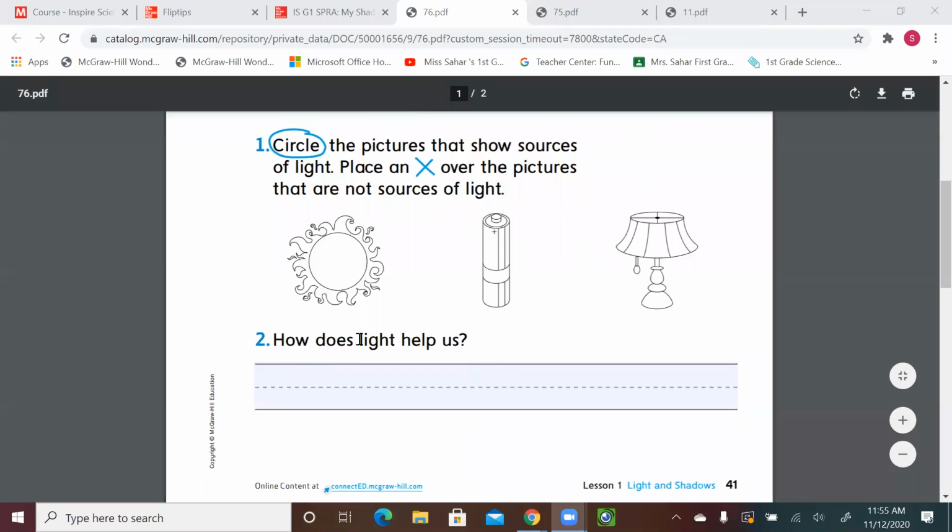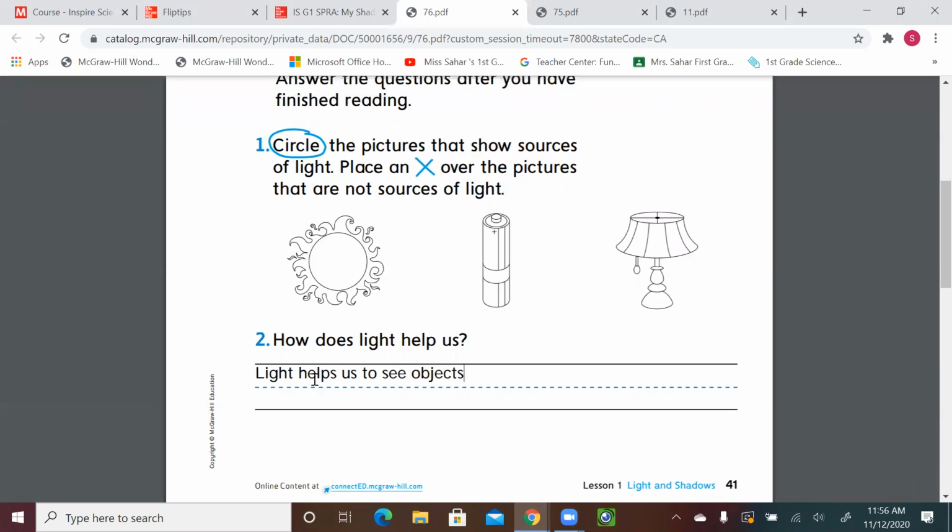All right. Question 2, how does light help us? We just said and read that light helps us to see objects. So let's try. Light helps us to see objects. And of course, if it's a natural source such as the sun, we'll be able to see. That's why we have light outdoors, so when we say daylight. Or if you have your light off in the dark, you can't see. So when you put your light on, you'll be able to see in your room.